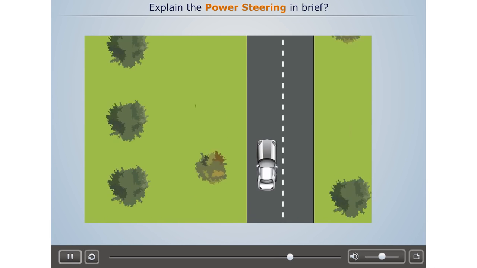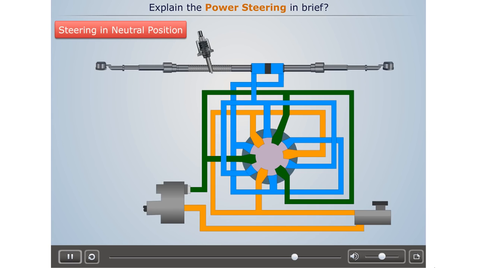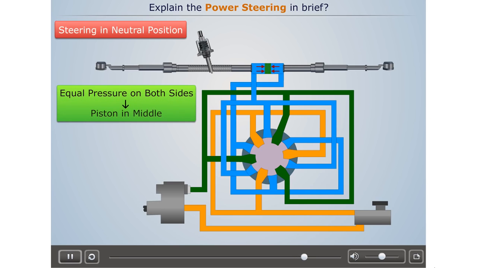When the vehicle is running and the steering is in neutral position, the inner member of the valve allows an equal amount of fluid to pass to both sides of the piston and return to the fluid reservoir. This equal amount of high-pressure fluid keeps the piston in the middle, thus keeping the wheels straight.